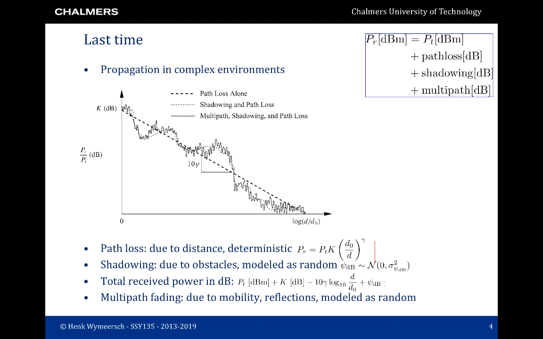In addition, we have shadowing due to large obstacles. So these are the large-scale variations of the power, which we model as a random variable in the dB domain with zero mean and a variance sigma squared. The total received power is then the transmitted power plus path loss plus shadowing. In addition, we have the small-scale variations of the power, which is called multipath fading, and this is due to mobility and the impact of the environment and small objects.